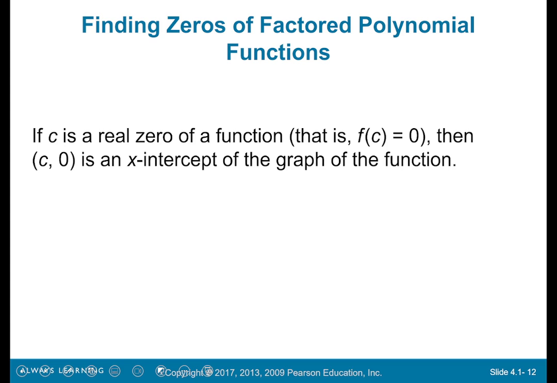Now, whenever we want to find zeros of a polynomial, we know that we need to take each of those terms and set them equal to 0. That's how we solve to find our c values where f of c equals 0. And then, of course, as we've seen before, that translates into a point that represents an x-intercept on the graph, c, 0.